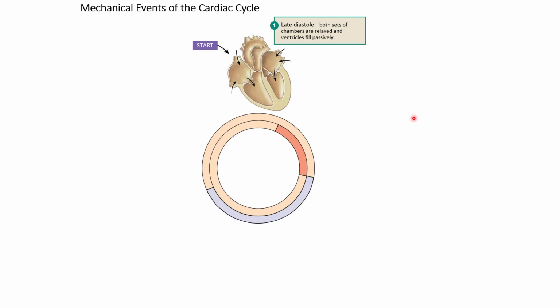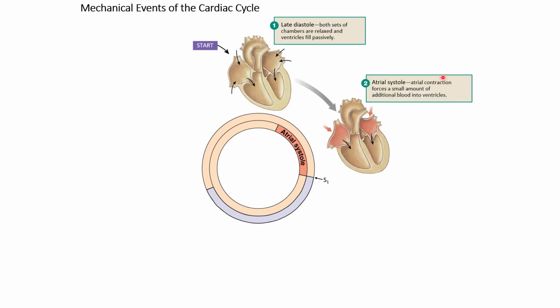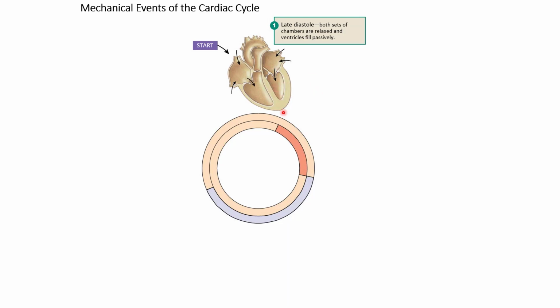And we can take the electrical events of the heart and try to superimpose those on the mechanical events of the heart. There are two mechanical events that we have: diastole, which some people pronounce dystole, is when our chambers are relaxed, and systole is when the chambers are contracting. When we start out, we're in what's known as late diastole, in which both sets of chambers are fully relaxed.